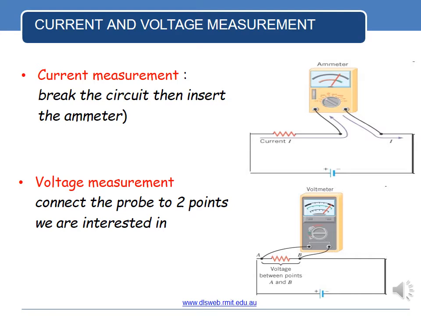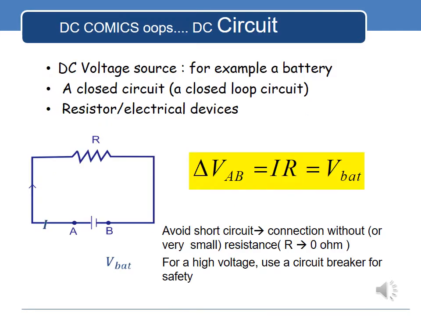For measuring the voltage, you don't have to break the circuit. What you need to do is just connect the two probes from the voltmeter to the points that we are interested in. For example, if we have a simple closed circuit like this, consisting of a battery and a resistor, and you want to know the voltage between point A and B, you just connect the probes to point A and point B. Then you measure the voltage.